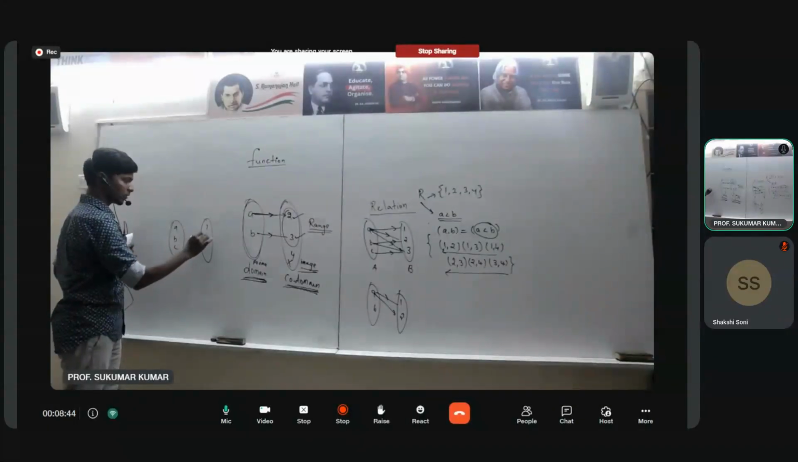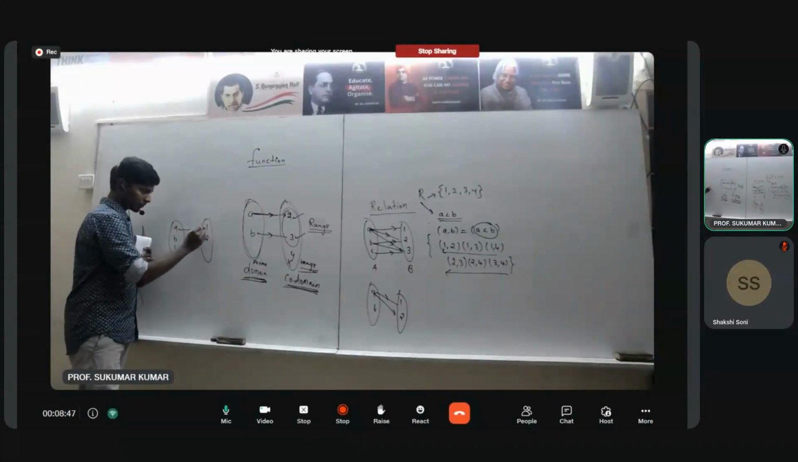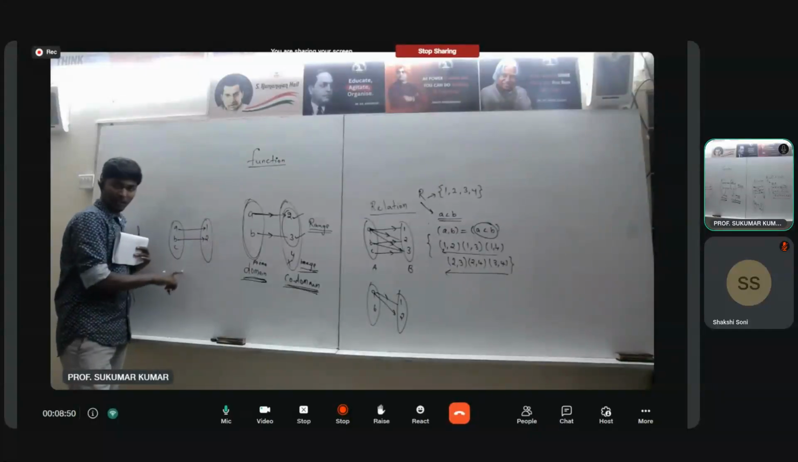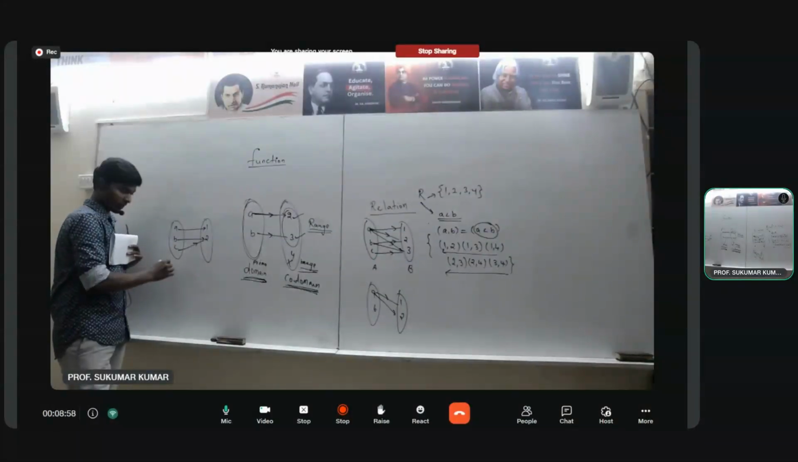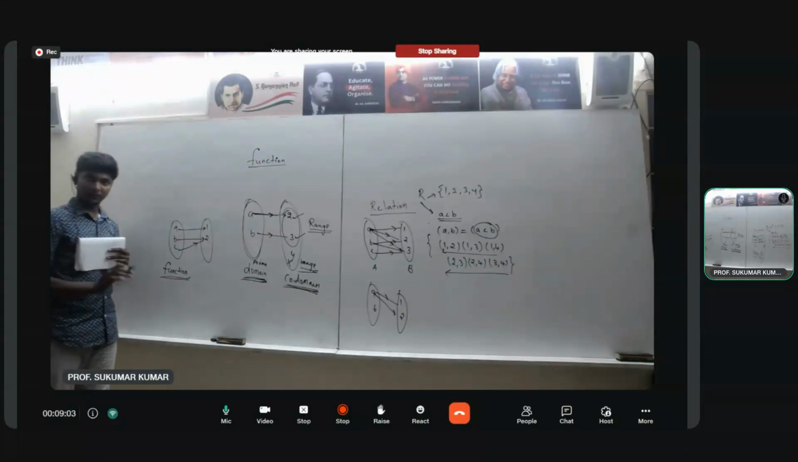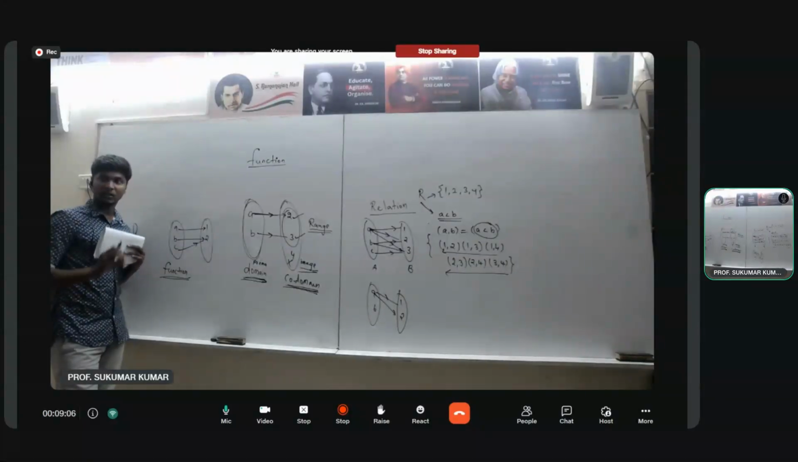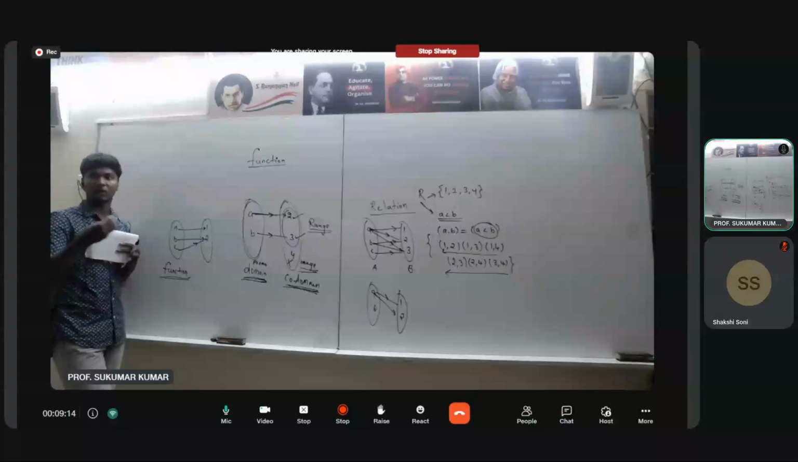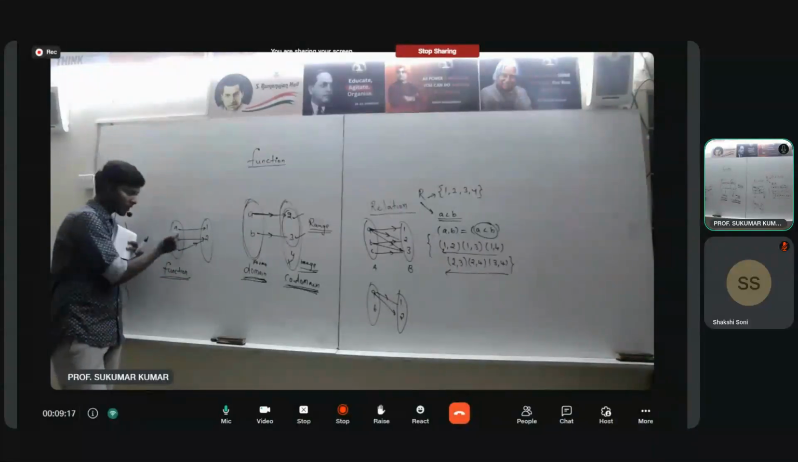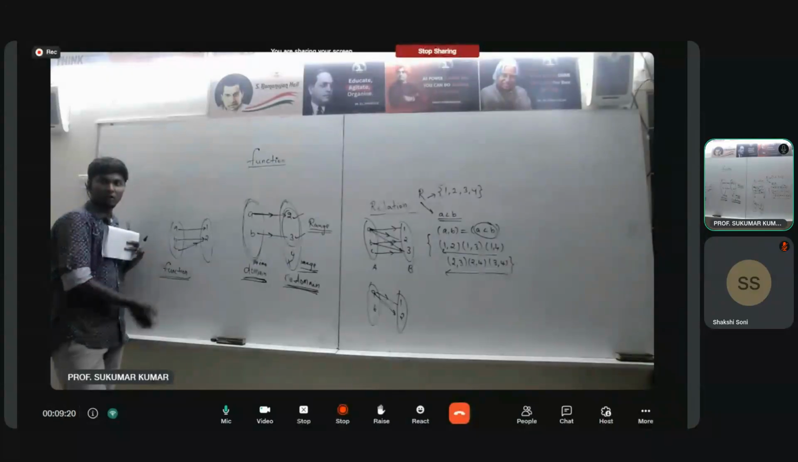A, B, C and 1, 2: only one arrow from each. But here more than one arrow will come to the same element, that is fine. But in a function, a specific function we will study: what is a one-one function, what is an onto function, where we will impose a condition. What should be one-one? What will be onto? But basically, function means only one arrow from each element of the domain. For your understanding I'm telling this, but the specific definitions will differ.